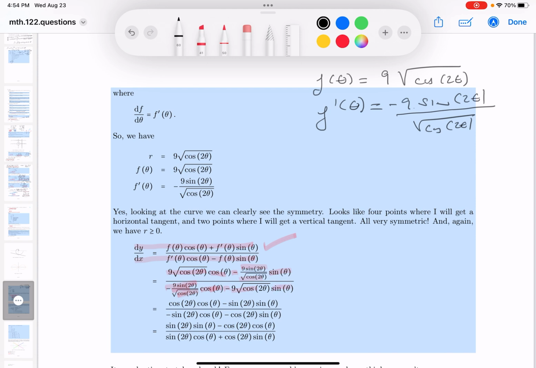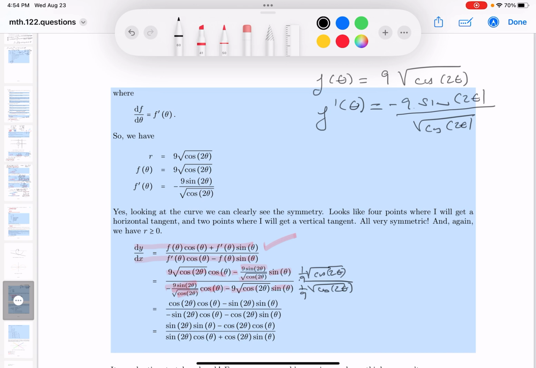Now, someone says, well, what do you do now? And again, it's up to you, but I think I would multiply top and bottom by the square root of the cosine of 2 theta. And the reason is it looks like it's going to work out pretty nicely. Oh, by the way, you know what I'm also going to do is divide by 9, top and bottom. So 1/9, 1/9.